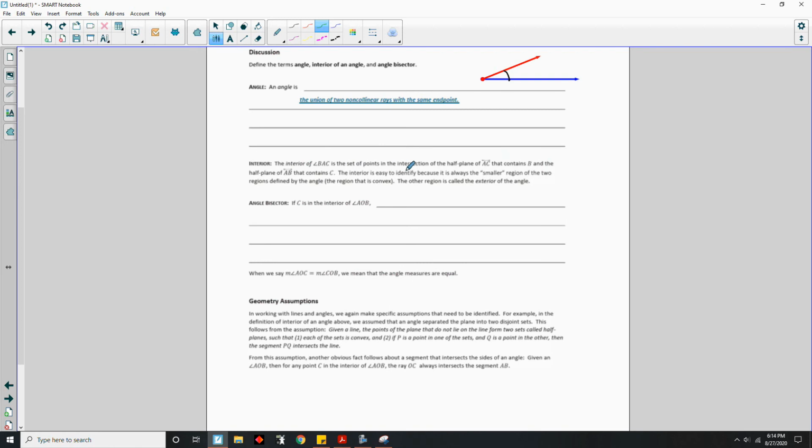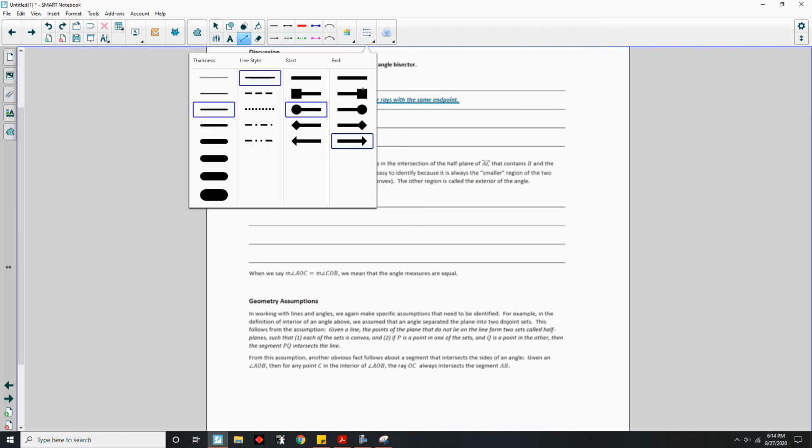The interior is easy to identify because it is always the smaller region of the two regions defined by the angle, the region that is convex. The other region is called the exterior of the angle. Okay, so what they're saying is, if you had a line, so let me draw this. This is stubborn. Okay, so I'm going to draw a line now. So a line goes forever in both directions.